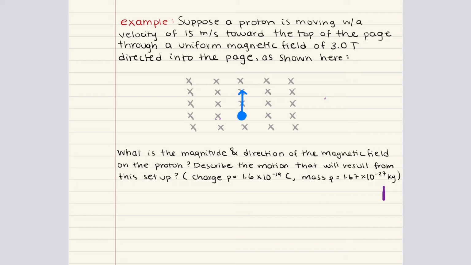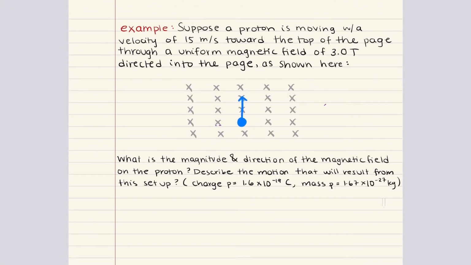This problem says, suppose a proton is moving with a velocity of 15 meters per second towards the top of the page through a uniform magnetic field of 3 Tesla directed into the page as shown here. What is the magnitude and direction of the magnetic force on the proton? Describe the motion that will result from this setup, and note that the charge of a proton is 1.6 times 10 to the minus 19 coulombs, and its mass is 1.67 times 10 to the minus 27 kilograms.